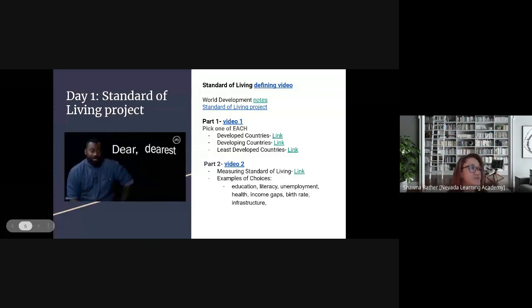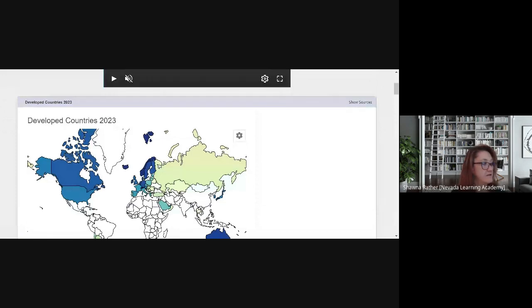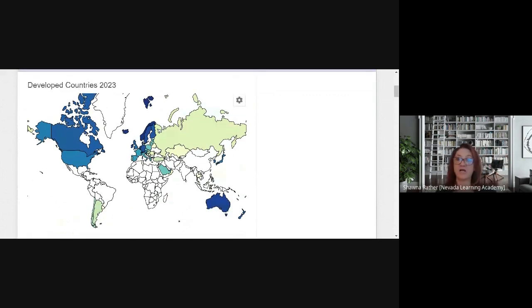So in the World Population Review, it talks about what makes up a developed country versus developing versus least developed, okay? So you'll notice, just like the picture I showed you, the countries in dark blue would be developed. So you could pick America, right? You could pick Canada, any country in Europe, right? Anything that we see in here. I'm kind of highlighting these countries right here. Anything in there. You could come down here to Australia or New Zealand. So can everybody pick a developed country really quick and type that into your document?